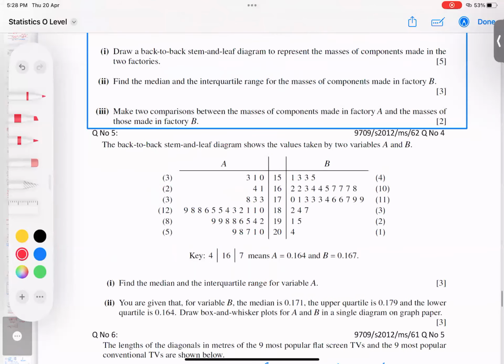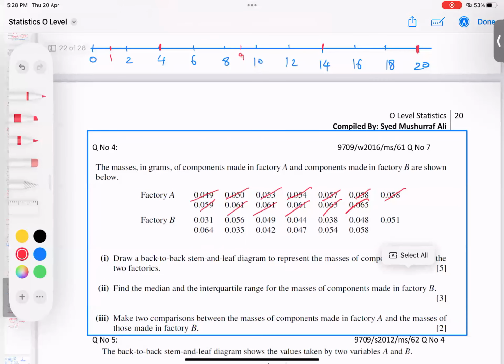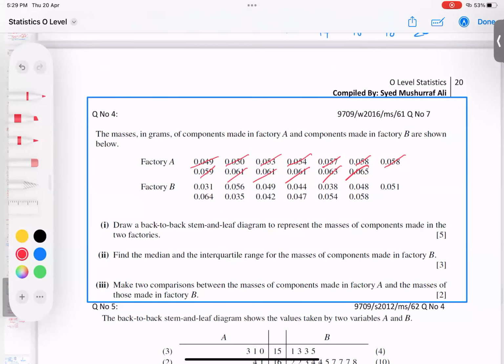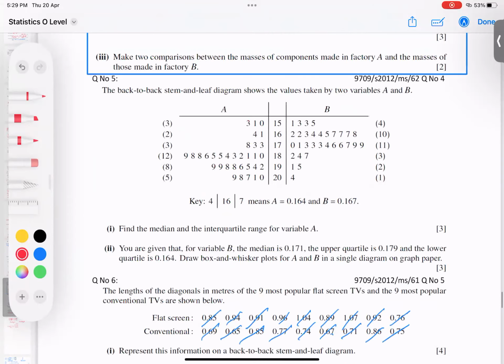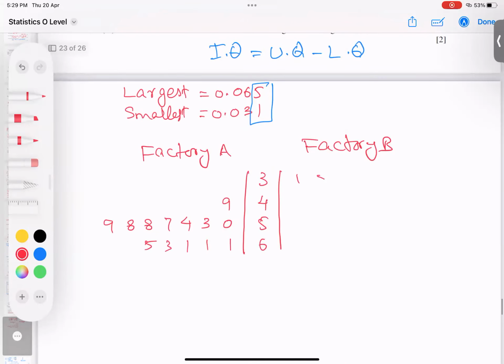Now factory B. Sorry for the throat issue. The smallest number is 31, I cut it. And any other 31s? Yes, 38, 30, and 35. So 31, 35, 38, that is 158.